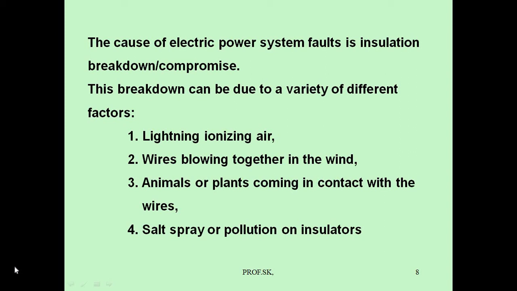Electric system faults are caused by insulation breakdown. This breakdown can be due to a variety of different factors. First one is lightning ionizing air. Second, wires blowing together in the wind. Third, animals or plants coming in contact with the wires. Then fourth one is salt spray or pollution on insulators.